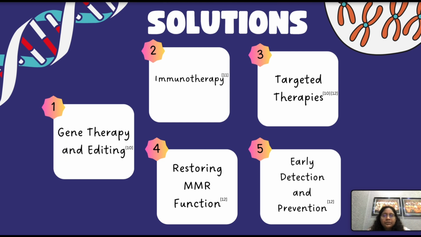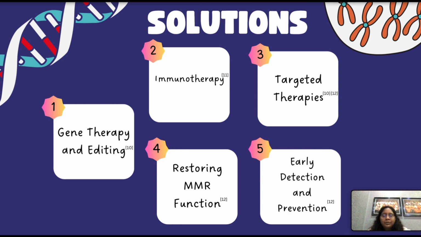So these are a few solutions that can be suggested. The first one is gene therapy and editing, where gene editing techniques like CRISPR-Cas9 are being researched to correct mutations in MMR genes, such as MLH1 or MSH2. These technologies could potentially restore proper MMR function, though clinical applications are still in early stages.